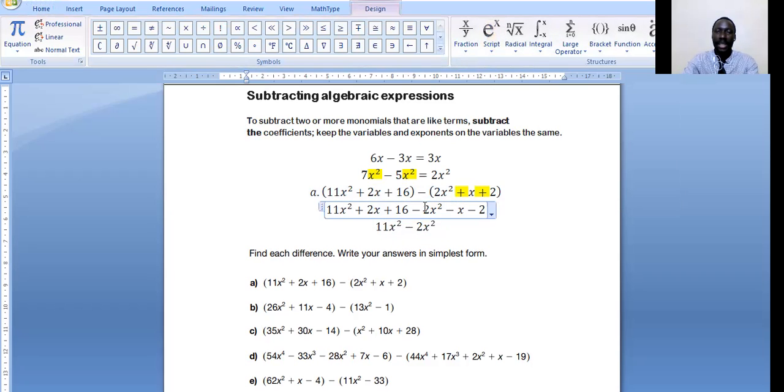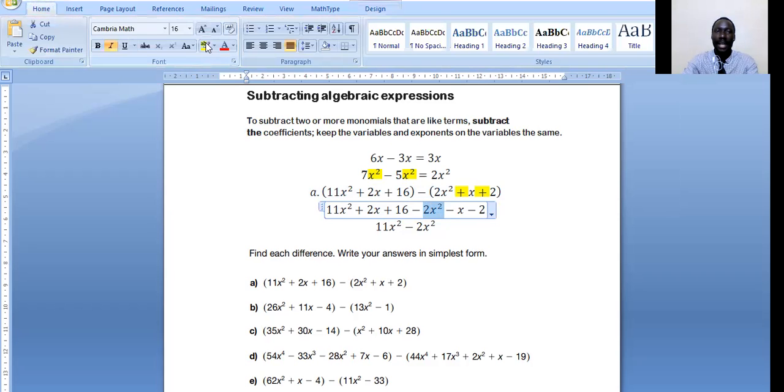In other words, this one here and this other one here are called like terms. So we put them together. Yes, we call them like terms and we put them together.